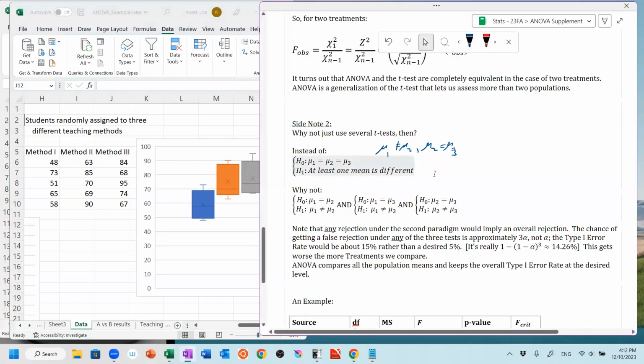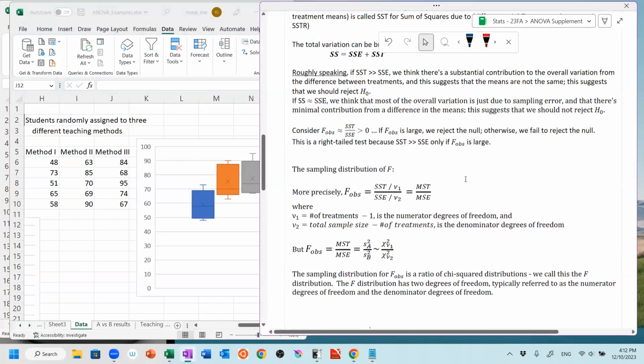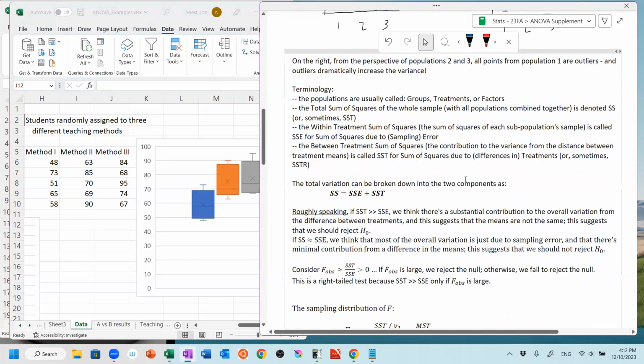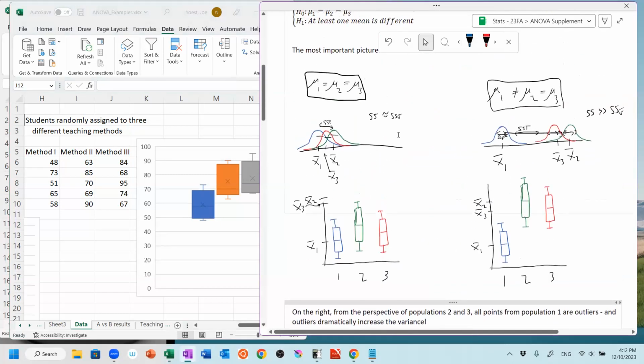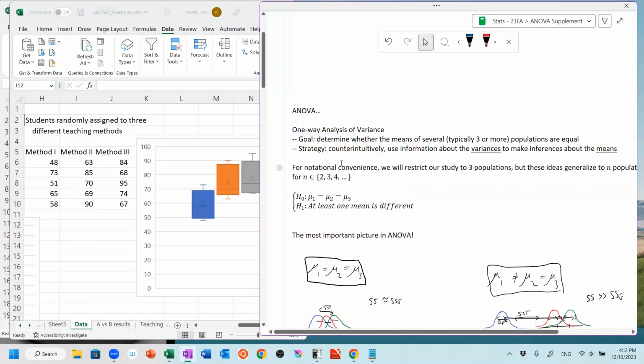Okay, so again, with ANOVA, we're just really scratching the surface. We're not intending to go deeply into this, but again, I think this picture really is the best way to illustrate what's going on. And hopefully now it makes a little more sense why we use variances to make inferences about whether we think that the means are the same or different.